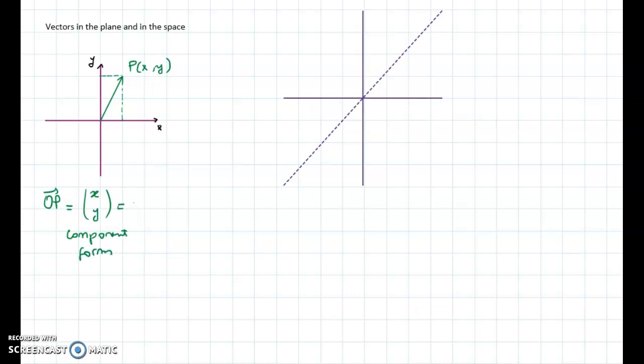And it can also be written as x times the vector i plus y times the vector j, where my vector i is the unit vector in the direction of the x-axis. So it's the vector (1, 0), and j is the unit vector in the y direction, so (0, 1). So let's say, if one unit is one square, this is my vector i, and this is my vector j. And then I can obtain my vector OP as a linear combination of i and j, and that we can do for any vector on the plane.